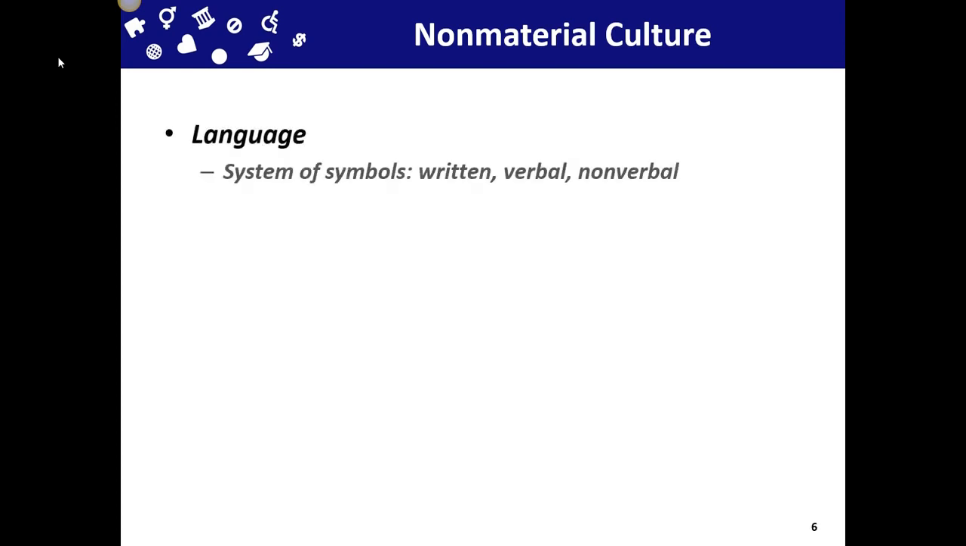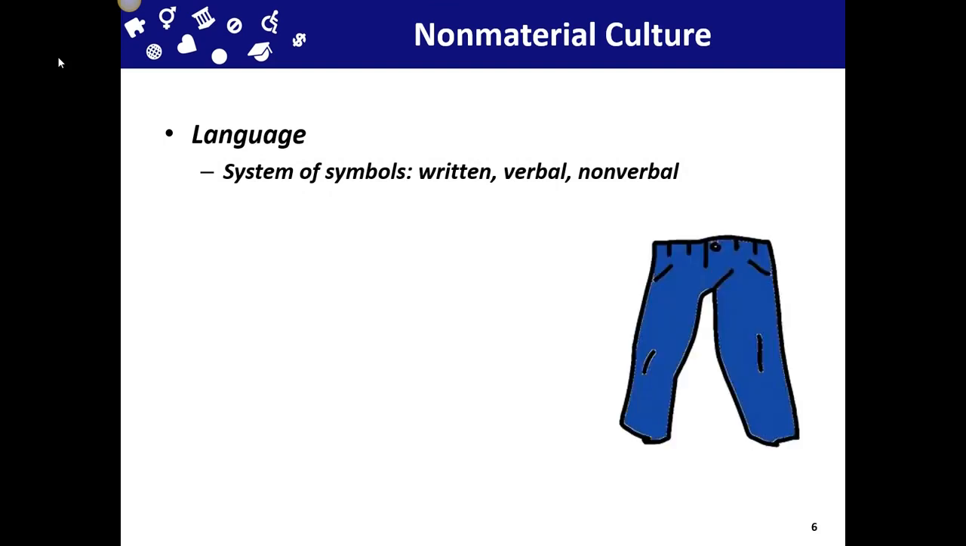Another system of symbols is language. Language can be written, verbal, or nonverbal. But the thing about language is it doesn't always translate, even when we're speaking the same language. I learned this the hard way. I had a friend and I complimented his pants, and immediately he got red in the face and flustered, very uncomfortable, and explained that I had just complimented his underwear, because what I was calling pants, he would call trousers. This was a friend from the UK.